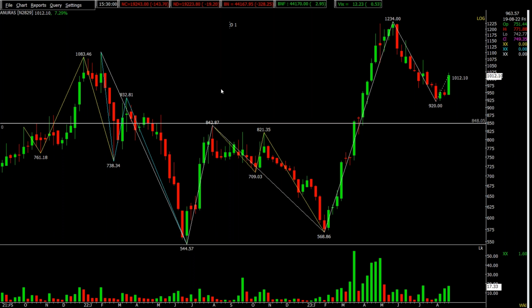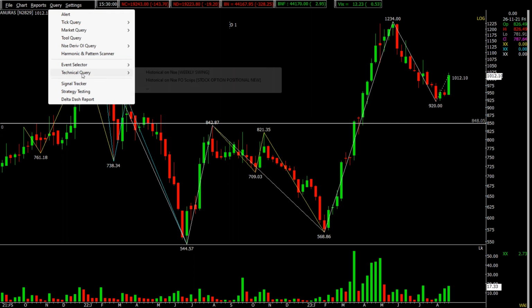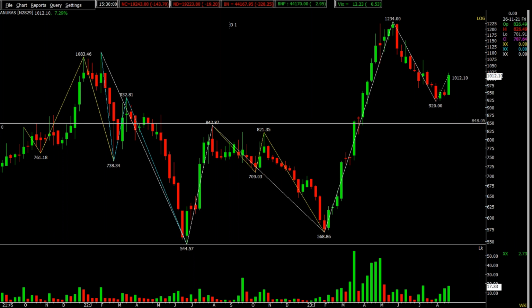Okay, so how do I create a scanner of this? I've already created the scanner. So this is the chart that you have to use with all the swing tops: yellow, white, and blue. So for example, if I open the query, if I go to technical query, I'll open a fresh window.